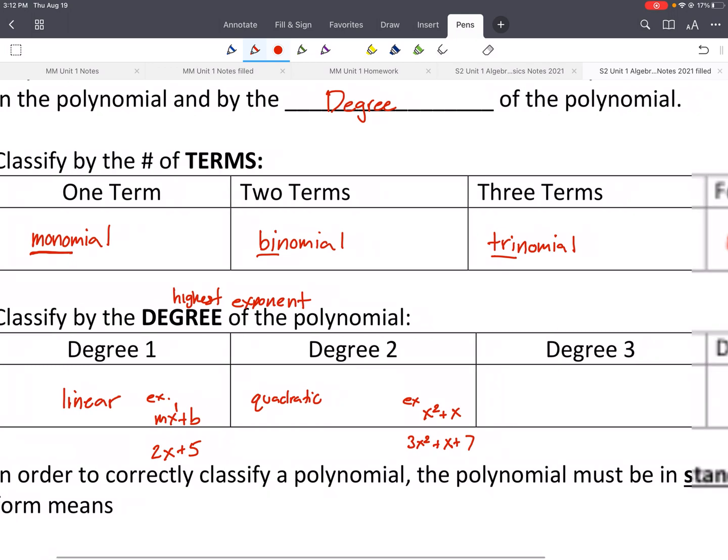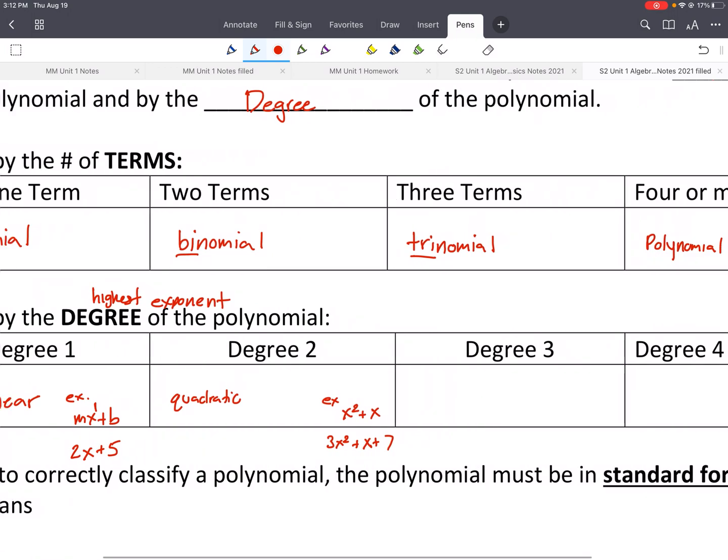Okay, and then degree of 3, that is called a cubic, all right? And an example of that could be something like 4x to the 3rd plus 2, or x to the 3rd plus 2x squared plus x plus 1, or something like that. So there's lots of different choices for that. As long as the highest degree is 3, then it is a cubic.